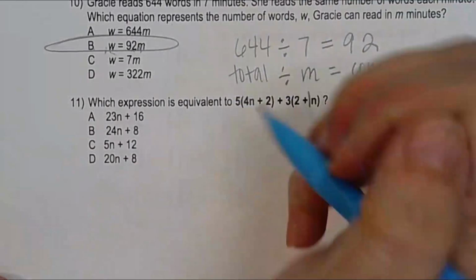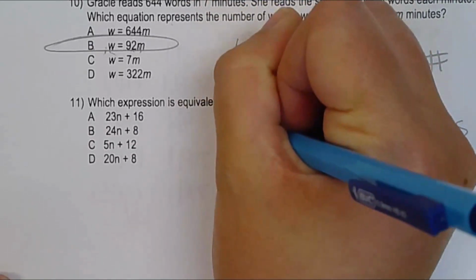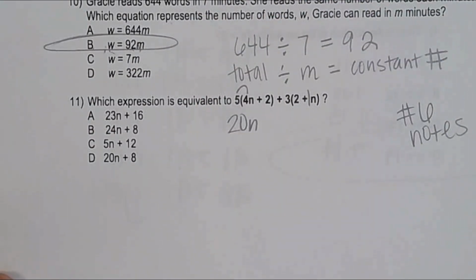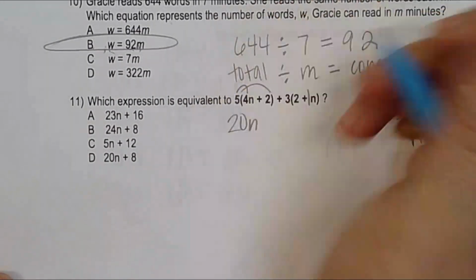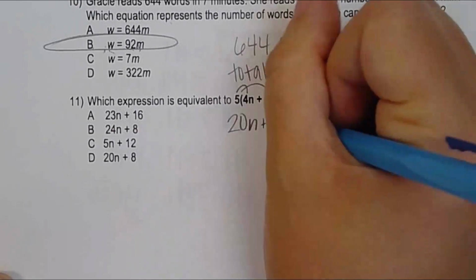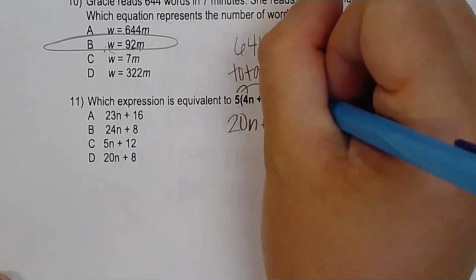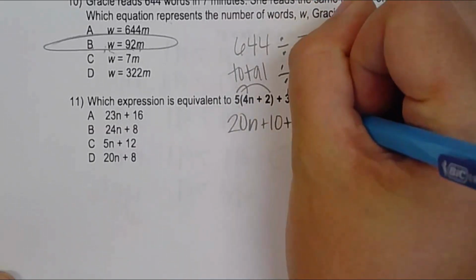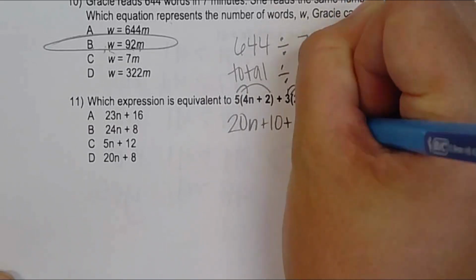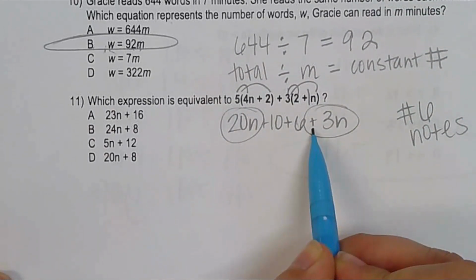There we go. The last parenthesis: 5 times 4n is 20. 20 what? 20n. Is there anything else I need to do? 5 times 2 is 10. Plus 3 times 2 is 6, and 3 times 1n is 3n.